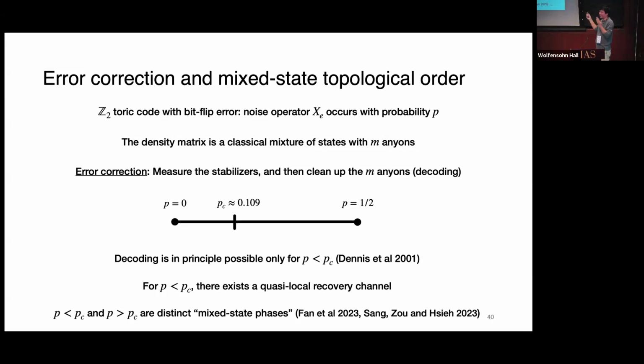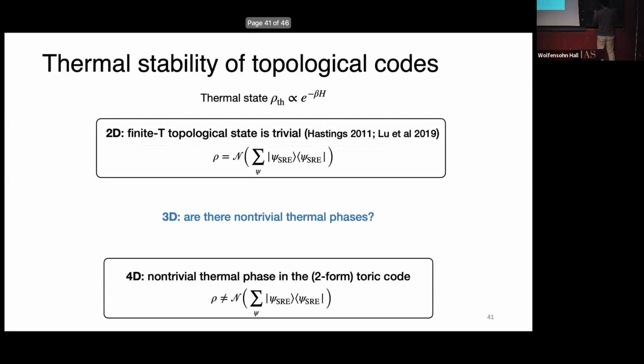Oh, I didn't write down the error channel. Sorry, that's a problem. So the error channel on one site is this: 1 minus P times rho plus P times X rho X. And you can see that you can perform just a unitary, conjugating by X, to swap these two terms. So P smaller than half and P greater than half are unitary equivalent. We don't have to go beyond P equals 1/2.